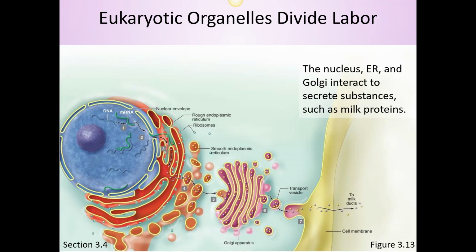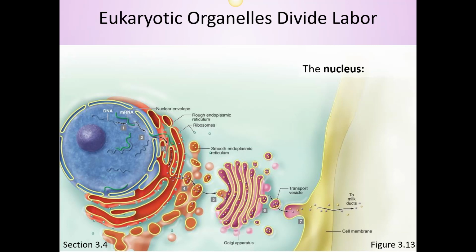The nucleus, ER, and Golgi interact to secrete substances such as milk proteins. These are some of your membrane-bound organelles because they're made up of membranes. So we'll start by talking about the nucleus. The nucleus stores DNA. That's its job. It's a storage container.